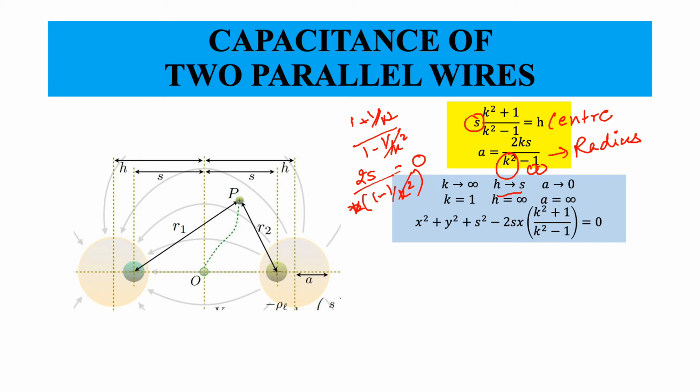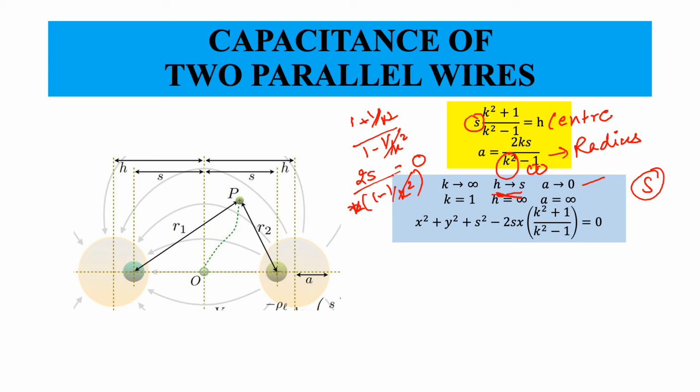However, the radius goes as 1 by k. So as k goes to infinity, the radius goes to 0. So the circle radius keeps getting smaller and smaller while the center of the circle moves towards s. The center is moving towards s and the radius is becoming smaller and smaller. So this is very important for you to remember.